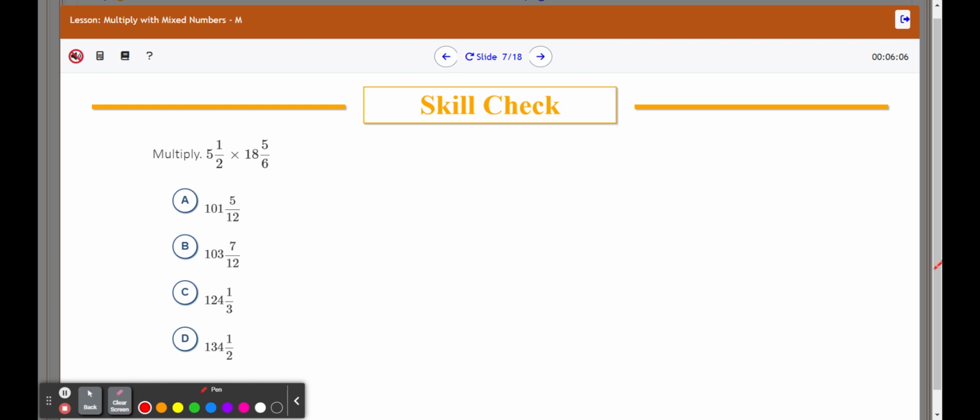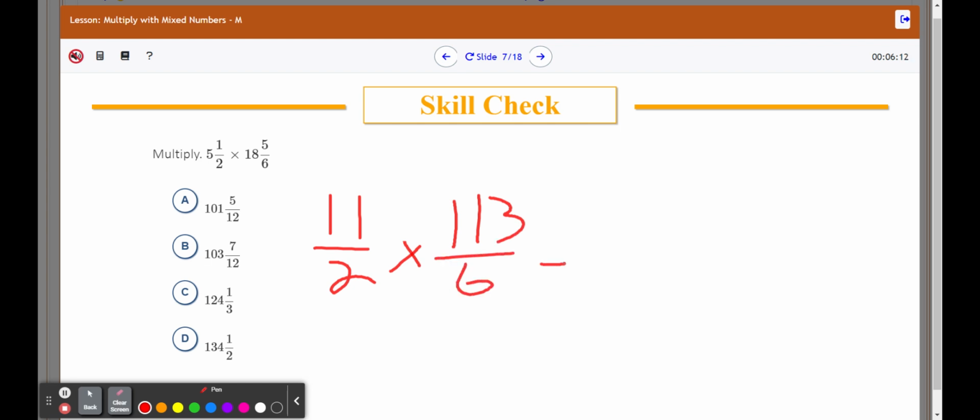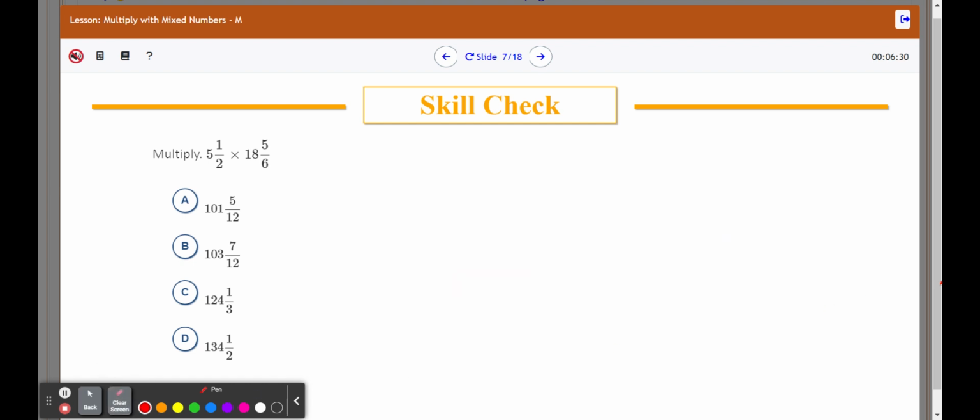So let's see. We got 11/2 times 113/6. I'm going to bust out that calculator. 11 times 113 gives me 1,243. And 2 times 6 is 12. So 1,243 divided by 12. Let me clear the screen. I'm going to start up here. We're going to leave lots of space. 1,243 divided by 12.